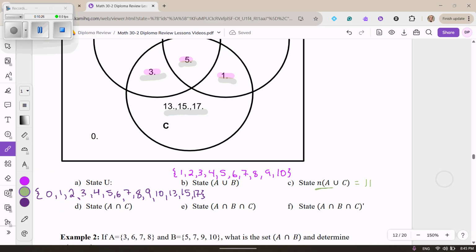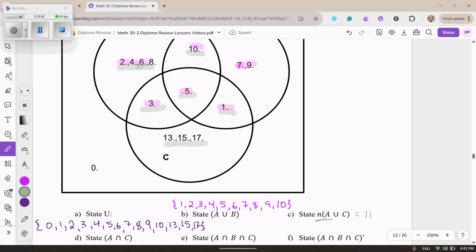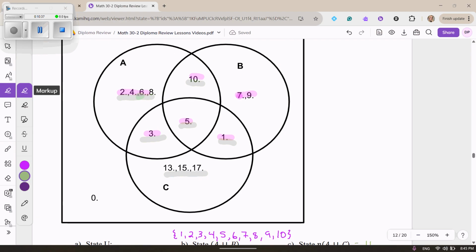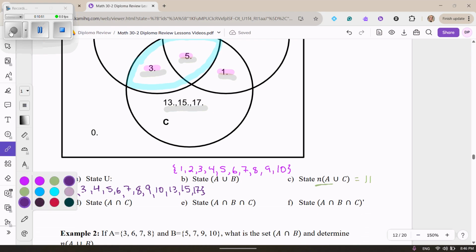Okay, next one, A intersect C. So I'm now going to find A and C. So when I look at my Venn diagram, A and C, it's everything in the middle between those two sets. So just going around it with the outside. 3 and 5 are part of that set.